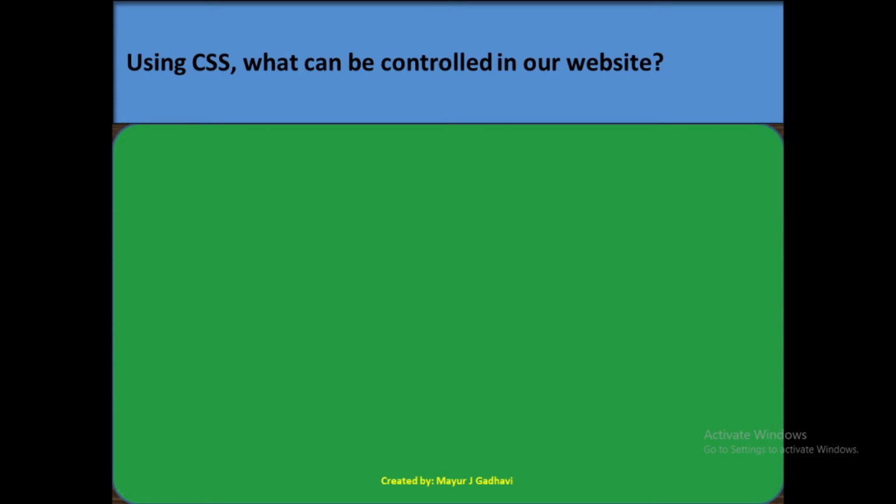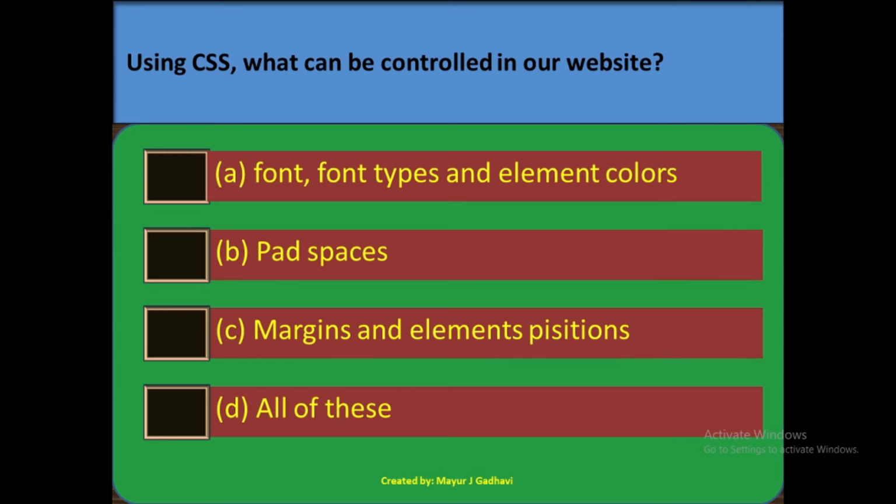Next question, using CSS, what can be controlled in our website? The options are A, font, font types, and element colors. B, pad spaces. C, margins and elements positions. And D, all of this. Well, the answer is D, all of this.